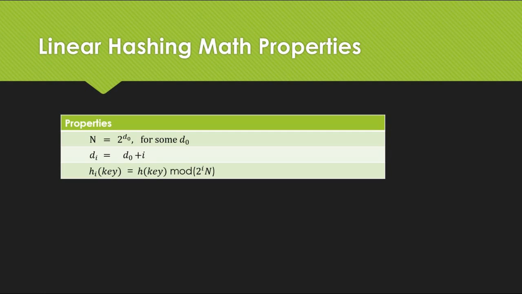Here are some math properties that will help us handle insert and search functions in the implementation. We usually pick our initial number of buckets to be a power of 2. For example, if we pick our initial number of buckets to be 4, then our D0 will be 2. This tells us that at level 0, we only need to look at the last 2 bits of the search key to locate our entry. For the ith level, di is given by d0 plus i. So for level 2, we will need to look at the last 4 bits of the search key to locate our entry. The hash function for our entry at a given level is given by the last formula, h_i(key) = key mod (2^i * N).